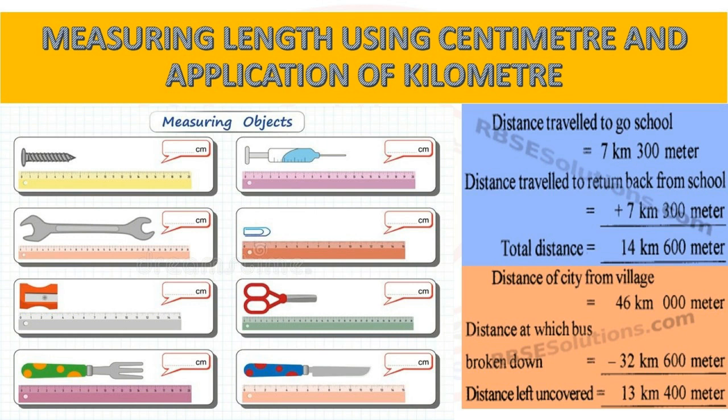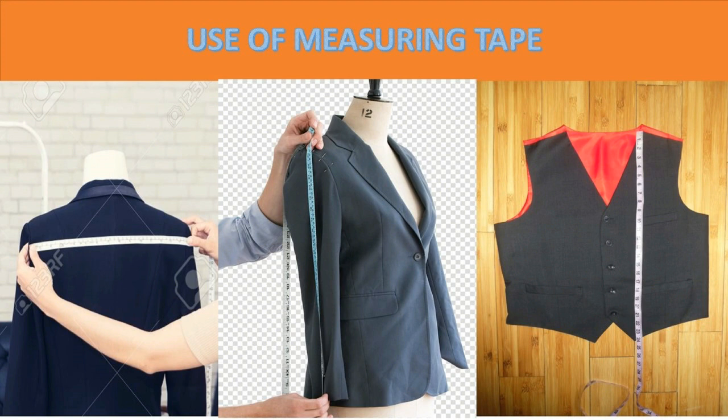Generally, we travel from one place to another by walking or in various transports. Here are two examples depicting the total distance traveled or distance covered using kilometer. Measuring tape is also used in finding the length of objects. Generally, it is used in measuring the length of cloth by tailors and fashion designers.